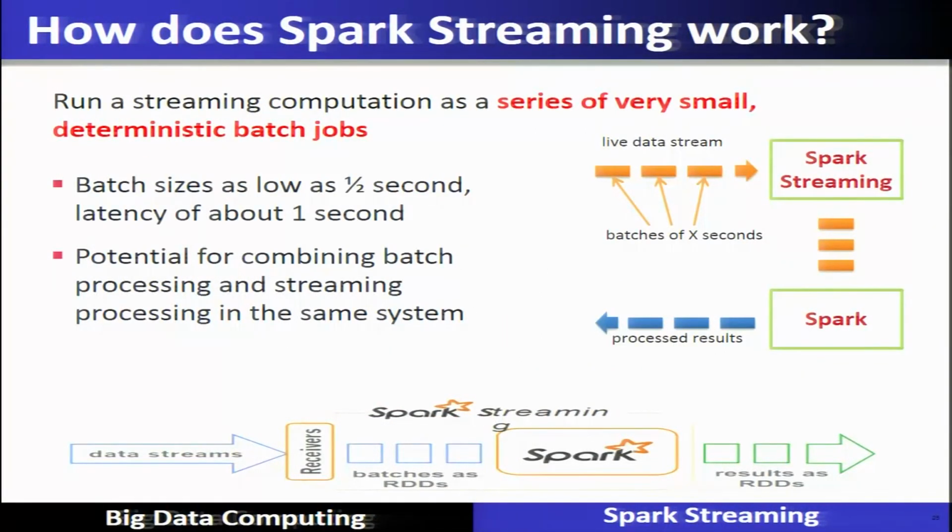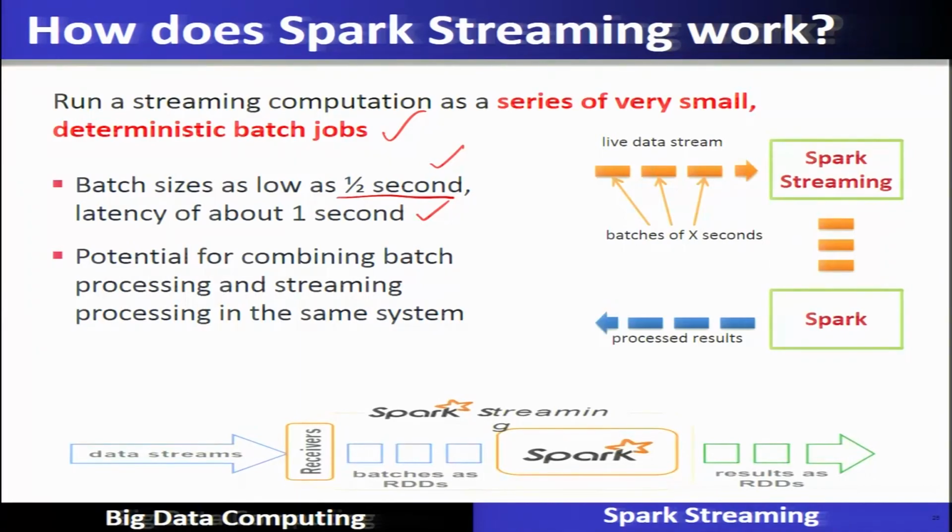So, therefore, we have seen that Spark Streaming runs computation as a series of very small deterministic batch jobs, and these batch sizes are as low as half a second. It cannot be lower than half a second. Why? Because this is to be set by the system. If the batch size is half a second, the end-to-end latency comes out to be only 1 second. So, seconds of latency is achieved because a batch size of half a second is being computed and processed.